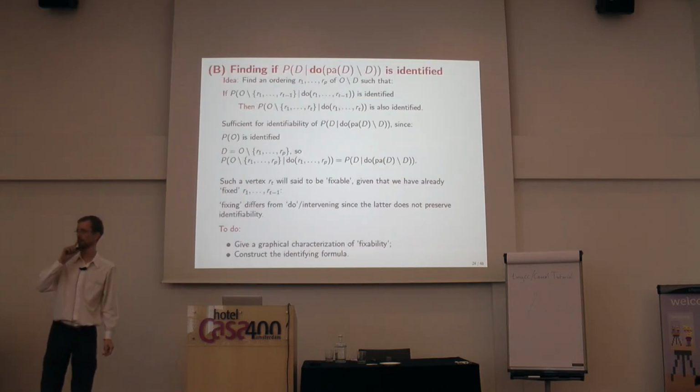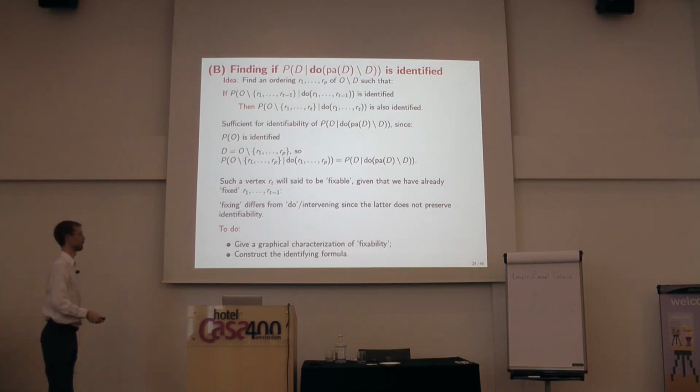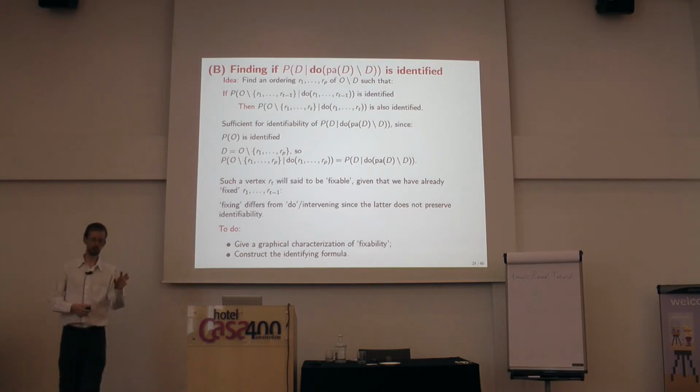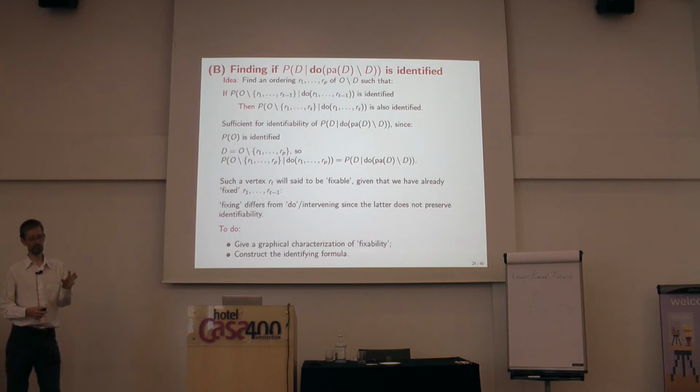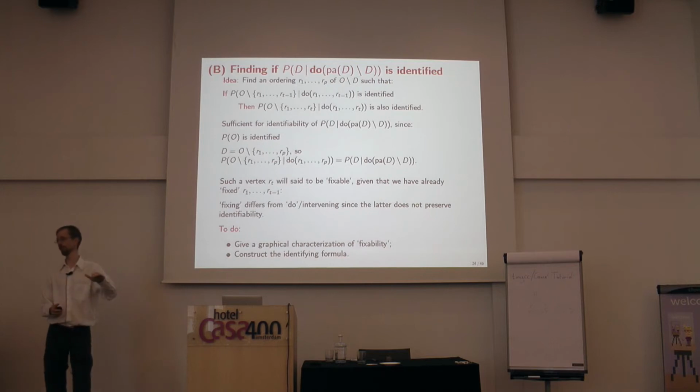Question on the fixing doesn't do, is that the same difference as whether you're removing edges from the node in the graph versus making a square node? So I think basically, the point is you can always cut edges, you can always remove edges from the graph. The question is whether or not the resulting distribution is identified. So in some sense, fixing is like a special case of do.